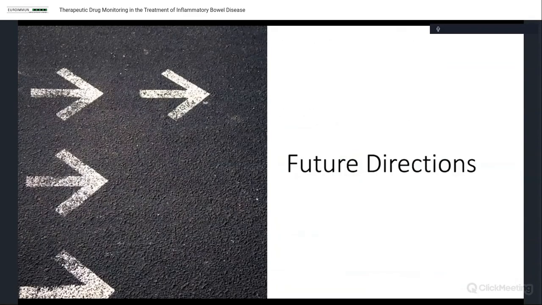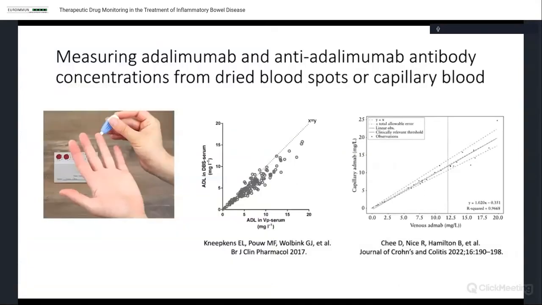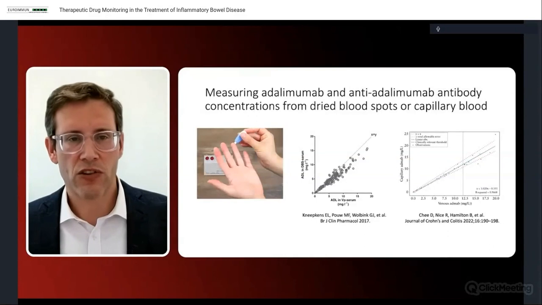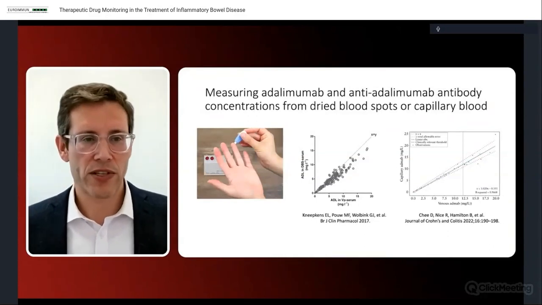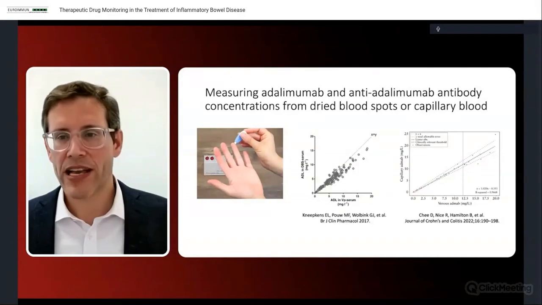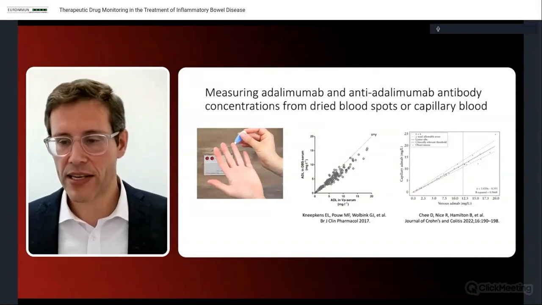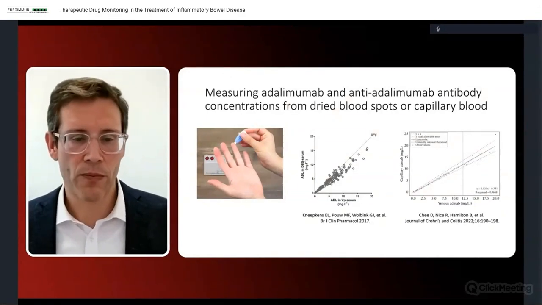So let's talk about a few future directions for TDM. One is innovations in how we measure drug and anti-drug antibody levels, and potentially making it easier for patients to do this at home. And so a number of groups have looked at measuring drug and anti-drug antibody levels using dried blood spots or capillary blood, which patients can obtain at home.